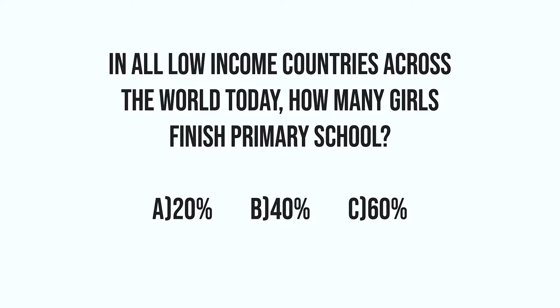In all low-income countries across the world today, how many girls finish primary school? A, 20%, B, 40%, or C, 60%. So if you're like me, you probably answered 40%, to which, once again, we are wrong. What Hans tries to teach us with these questions is that the world is better than what we think it is. But you might say to yourself, but I've heard that we're doing pretty bad.